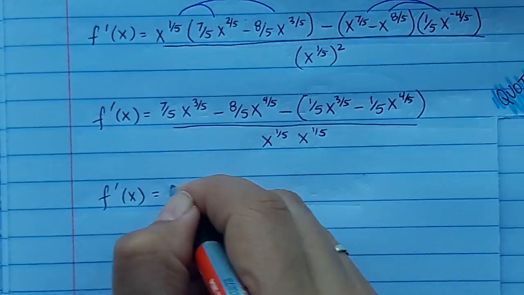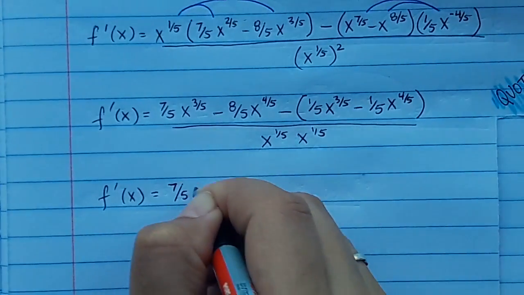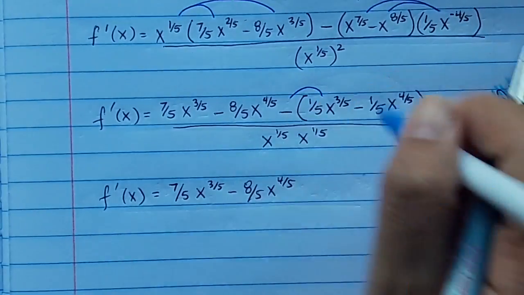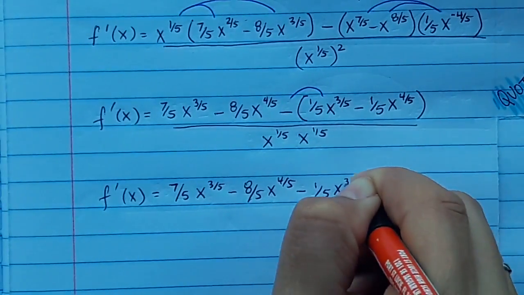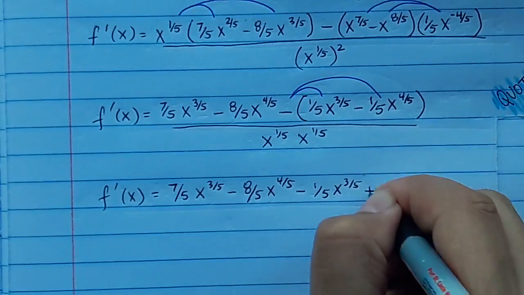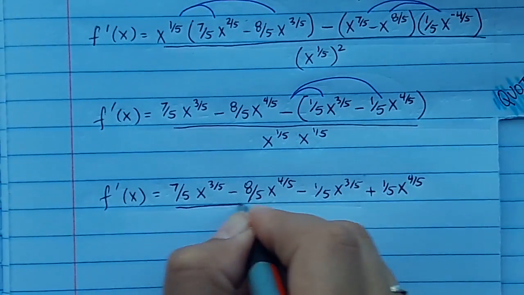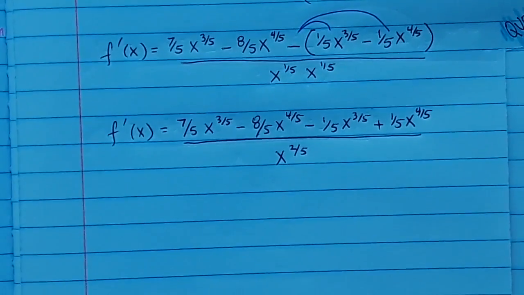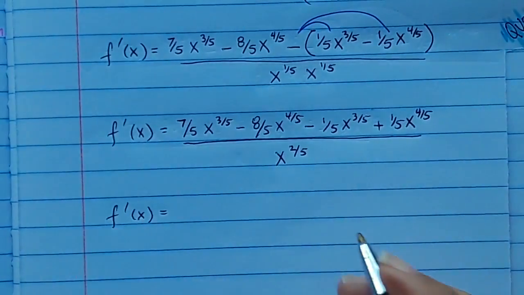I'm only just really going to work with that negative outside, so I'm just rewriting everything, and I'm going to get that negative inside the parentheses, so it's going to be negative 1/5 x to 3/5 plus 1/5 x to 4/5 all over. And then what does it mean to square those? It's just to add the exponents, so it's going to be 2 over 5. Alright, let's combine like terms.